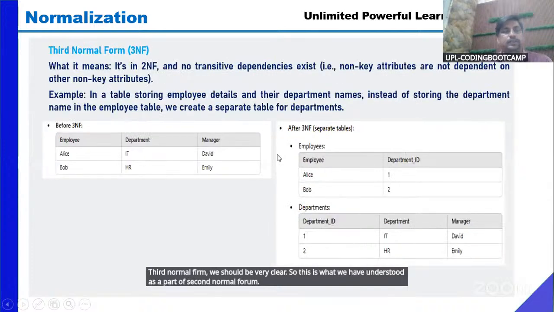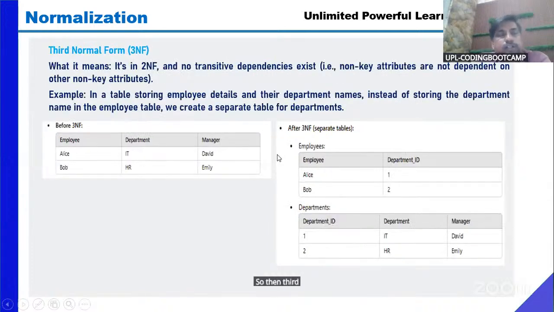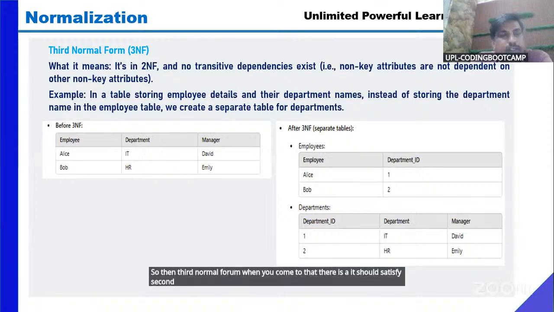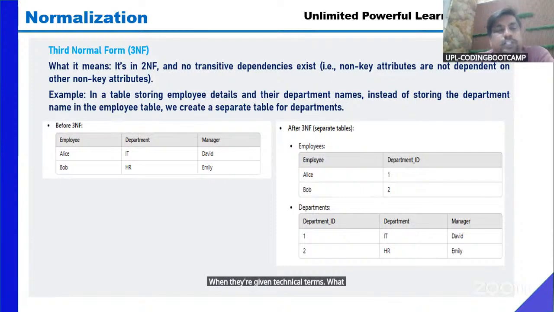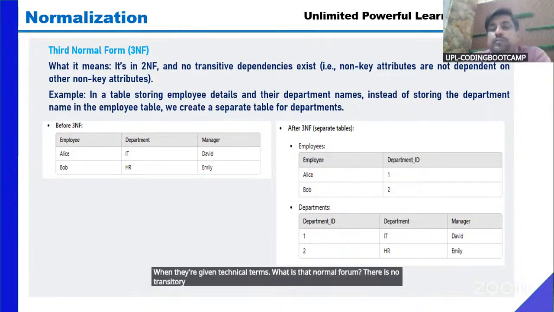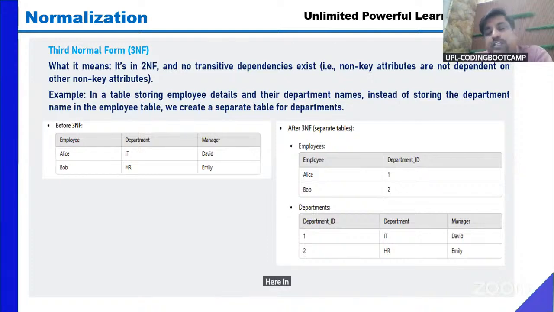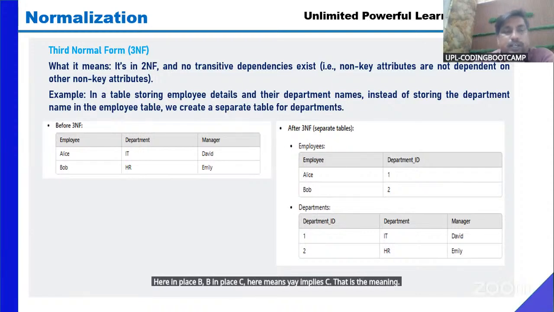Then when you come to third normal form, it should satisfy second normal form. In addition to that, no transitive dependencies should exist. So this is the definition when they ask in technical terms: what is third normal form? There are no transitive dependencies. What is meant by transitive dependencies? A implies B, B implies C, so A implies C. That is the meaning.